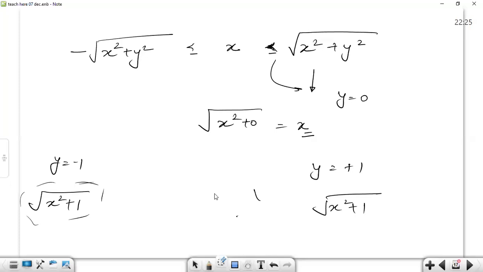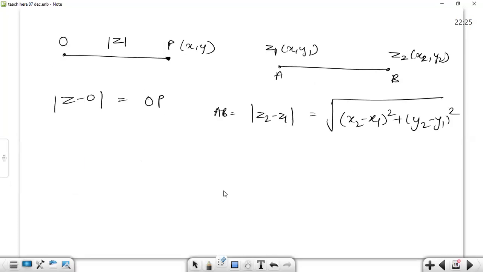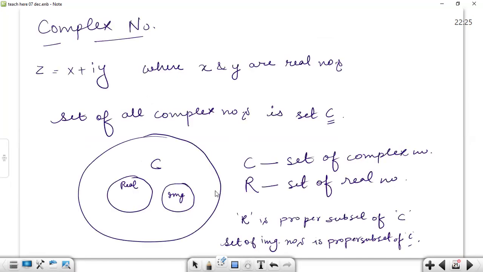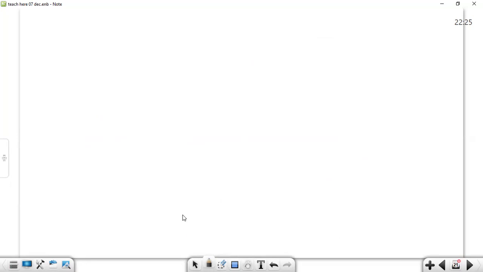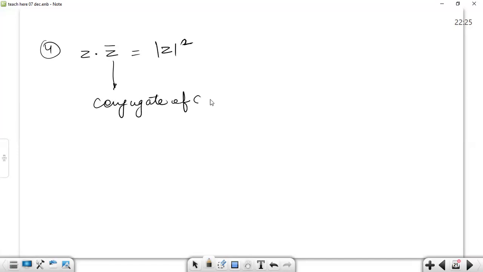Okay, let's move ahead now. Discussing the next property. And now, what is this? Please tell me. Anyone? Yes, sir. It is a conjugate of complex number.